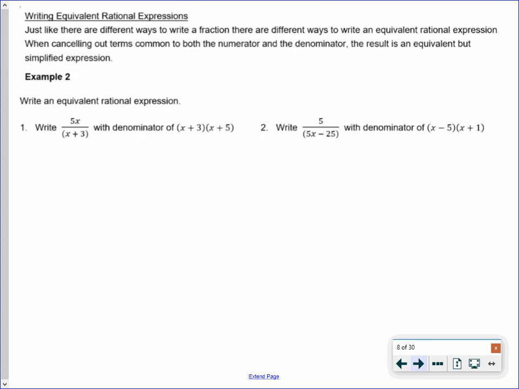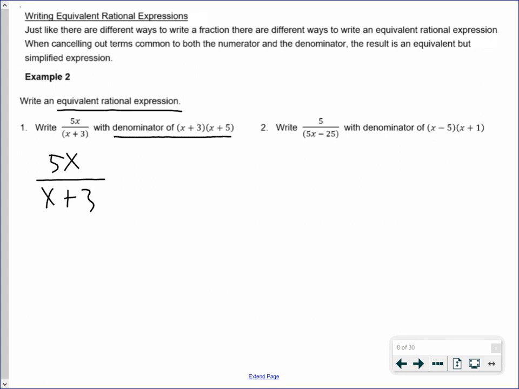So now we're going to talk about how to write equivalent rational expressions. You can read that little excerpt on your own if you want to. I'm going to go straight to the problem. So we're told that we need to write an equivalent rational expression. Equivalent means that it has the same value even though it looks a little different. Okay? So we need to write 5x all over x plus 3, or rather we need to rewrite it to have a denominator of x plus 3 times x plus 5.